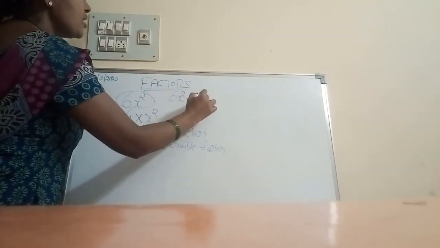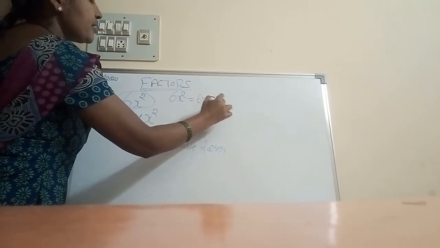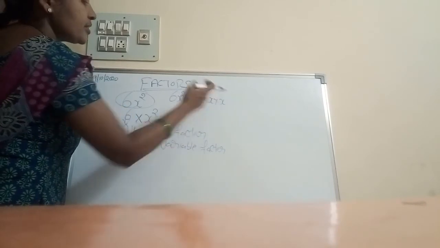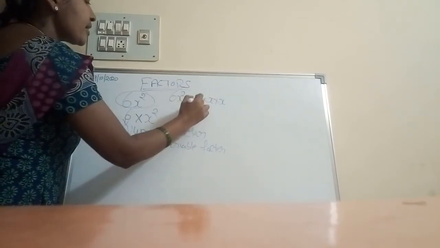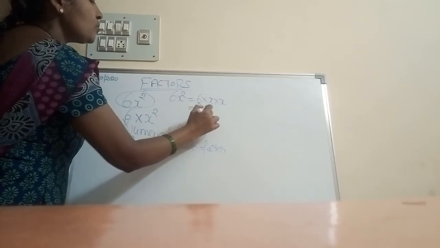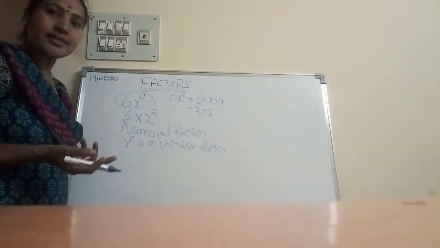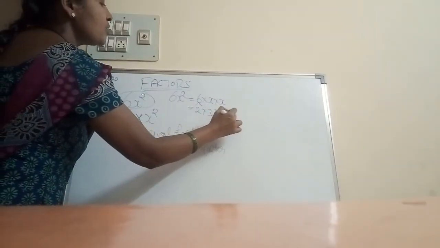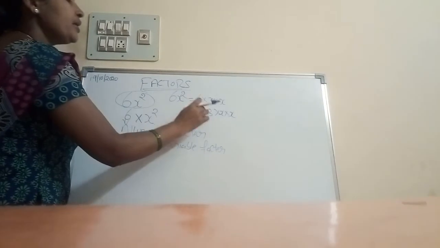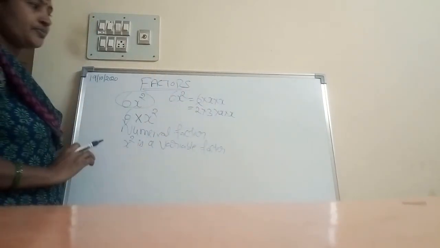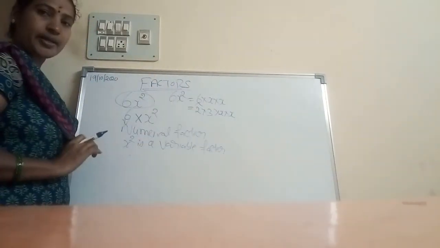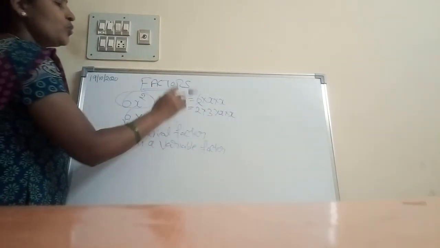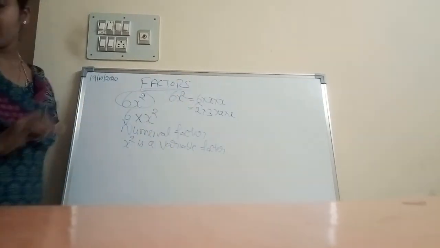Now this 6x square can be written as 6 into x into x, because x into x is nothing but x square. And the 6 can be split as 2 into 3, because 2 3s are 6. Then 2 into 3 into x into x. So these are all the factors for 6x square.